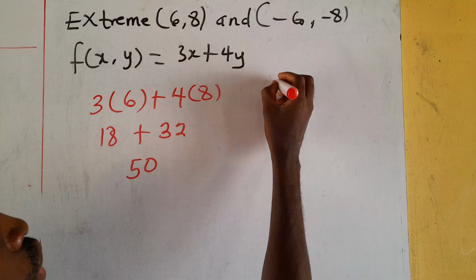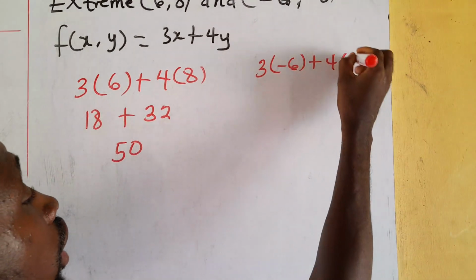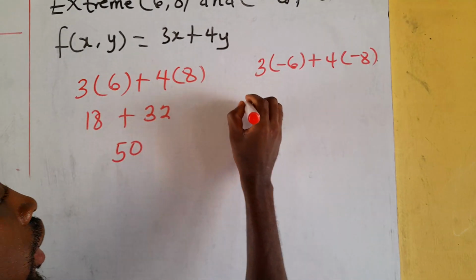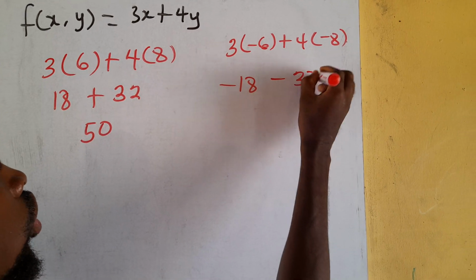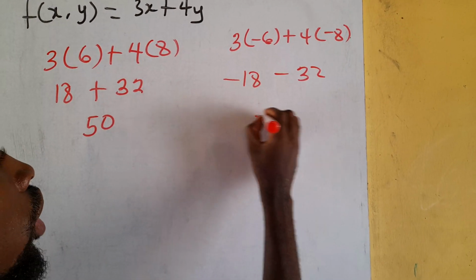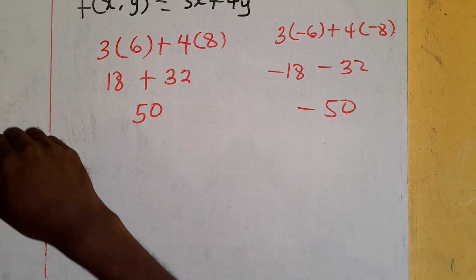And when we substitute this, we'll get 3 times negative 6 plus 4 times negative 8. 3 times negative 6 is negative 18. 4 times negative 8 will be minus 32. Negative 18 minus 32 will be negative 50. Then this is our maximum value and this is the minimum value.